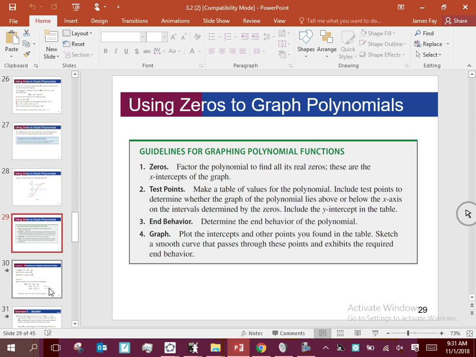When we're graphing these polynomials, okay, we're going to graph the zeros. We're going to go find the zeros. Okay? Now, that part becomes difficult.